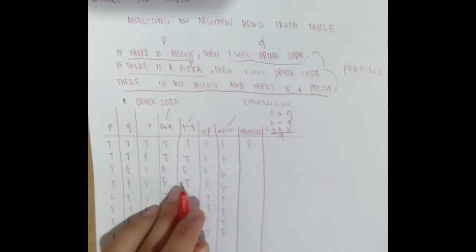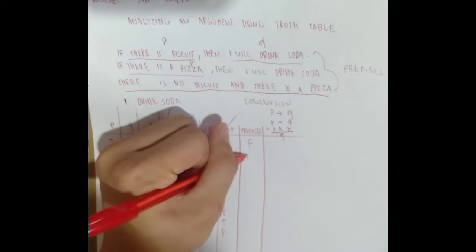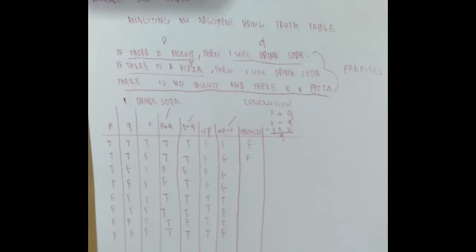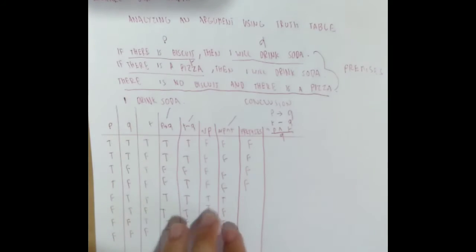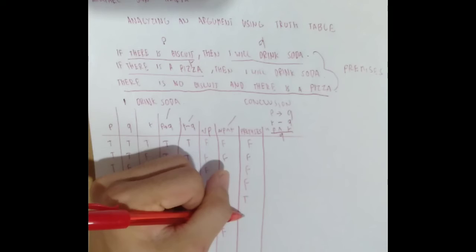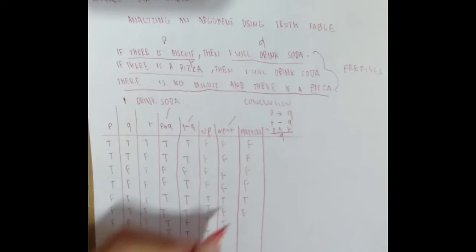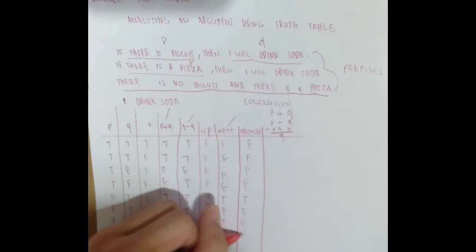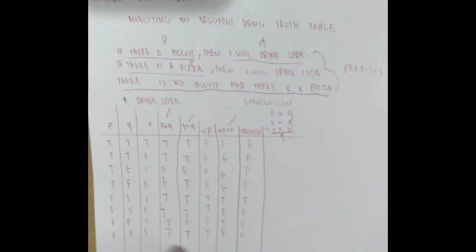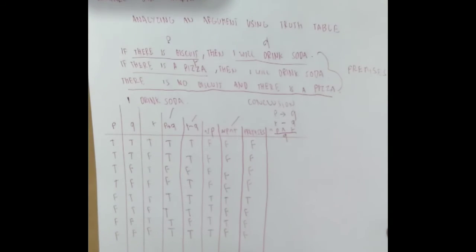So that's false. There's one false, then false. All of it is false, then false. False again. Now this one is all true, then true. This one false, then false. Another one false, then false. As long as there's one false, it's going to be false. So that's the end of all our premises.